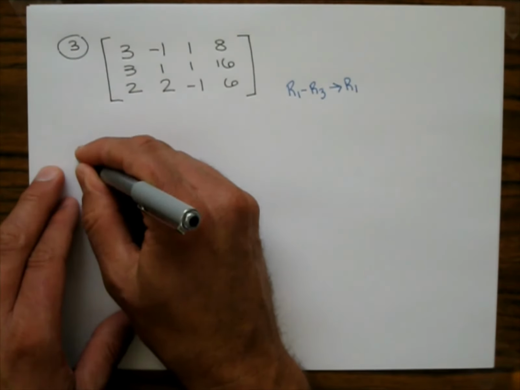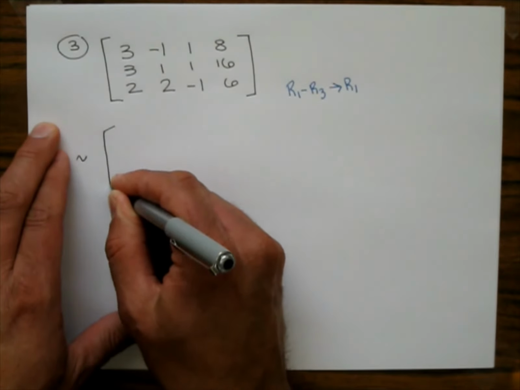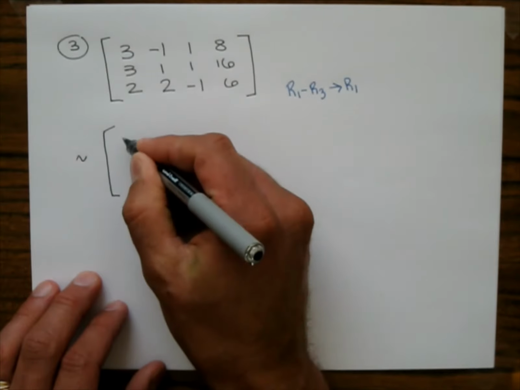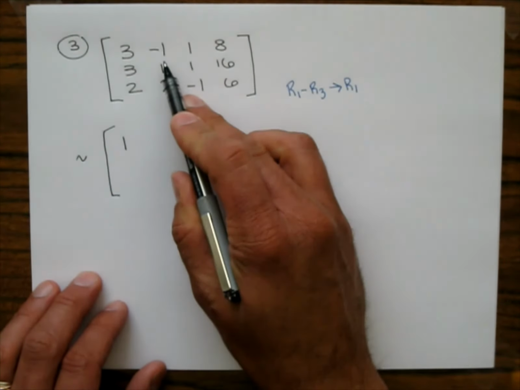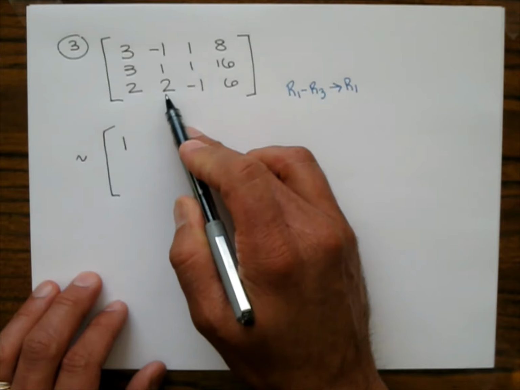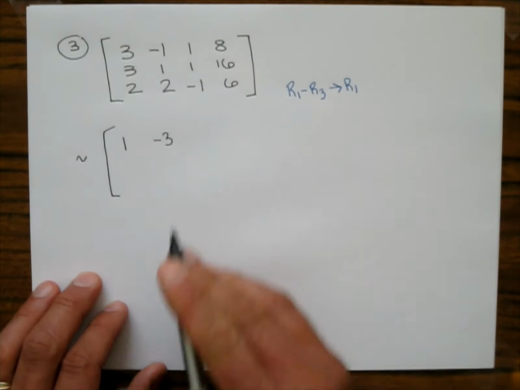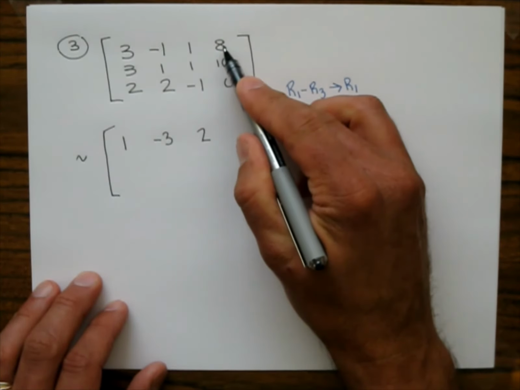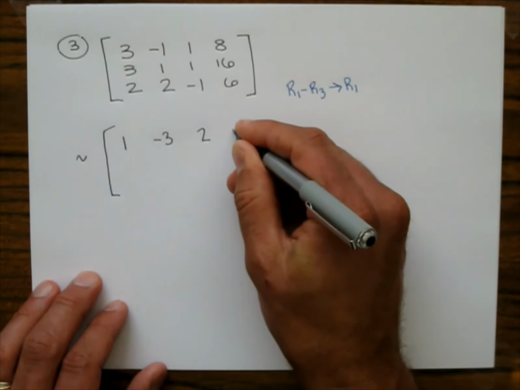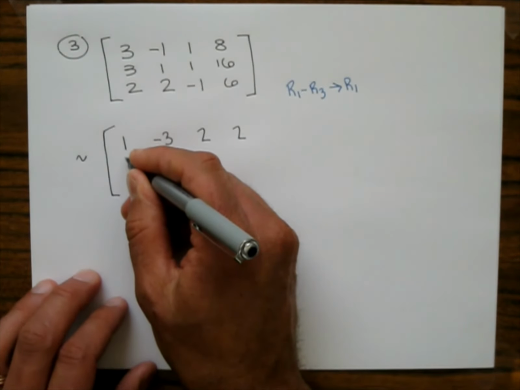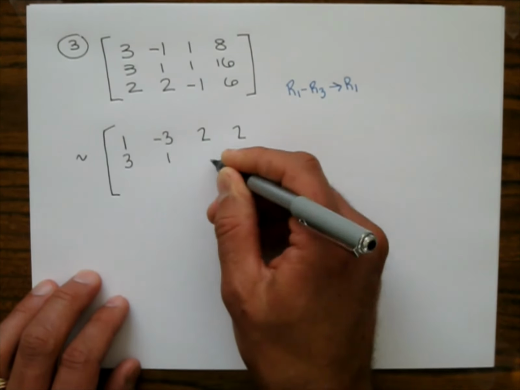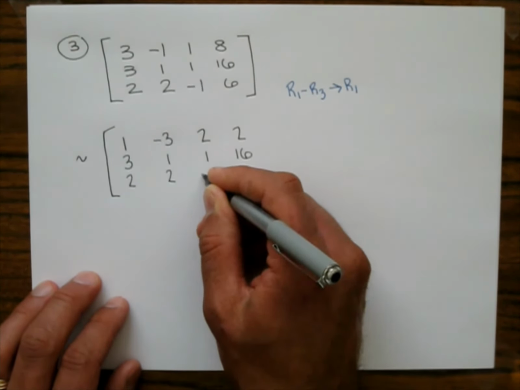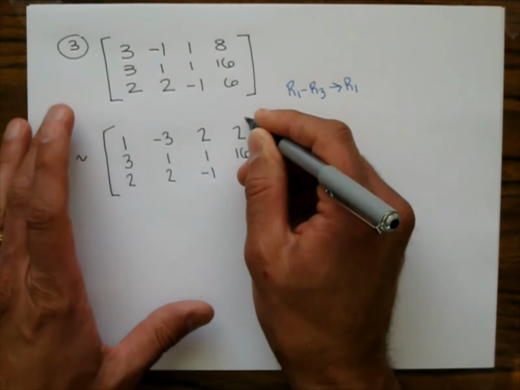I'm going to be very careful about this and go slowly here. So row 1 minus row 3, so that's 3 minus 2 is 1. Negative 1 minus 2 is negative 3. 1 minus a negative 1 is 2. And 8 minus 6 is also 2. Everything else in this matrix I'm going to keep the same. So 3, 1, 1, 16, 2, 2, negative 1, 6.